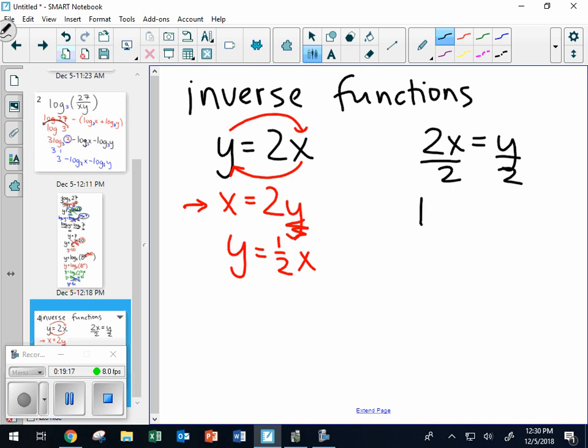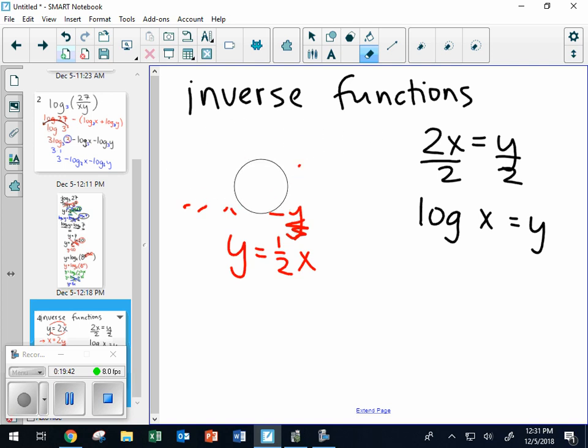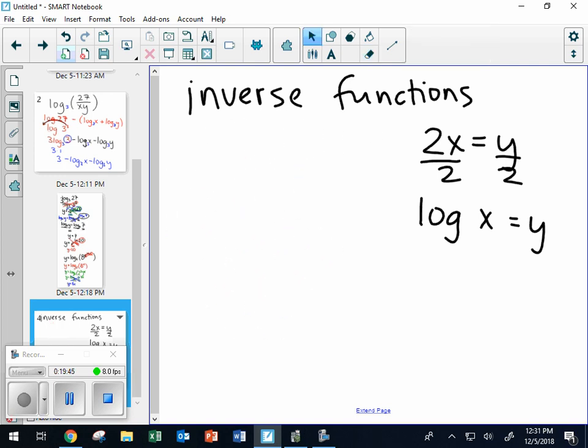If you had a logarithm of x is equal to y, and you wanted to get rid of a logarithm, what's the opposite of a logarithm? What else have we been learning? It's the exponential. So the exponential will help us get rid of this. So what we are learning today is using this idea of the logarithm and the exponential being opposite operations, we can find the inverse function of something that is an exponential or something that is a logarithm.